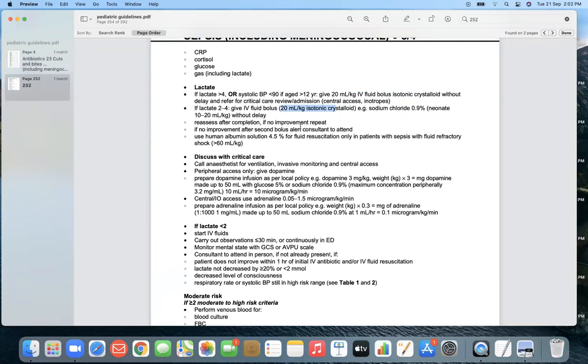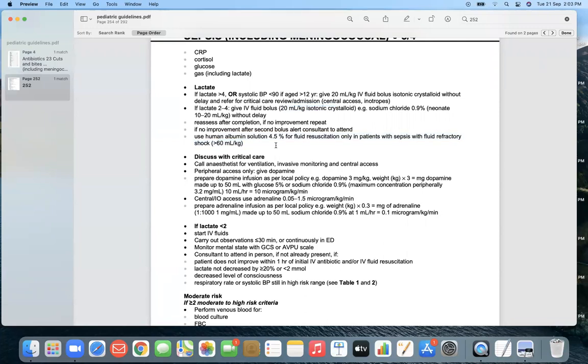Reassess after completion. If no improvement, repeat. If no improvement after second bolus, alert consultant to attend. So first bolus, second bolus, try to involve your consultant. Use human albumin solution 4.5% for fluid resuscitation only if patient with sepsis with fluid refractory shock. Means you have given maybe 3 boluses, 20, 20, 20, and still there is refractory shock, you can consider albumin.